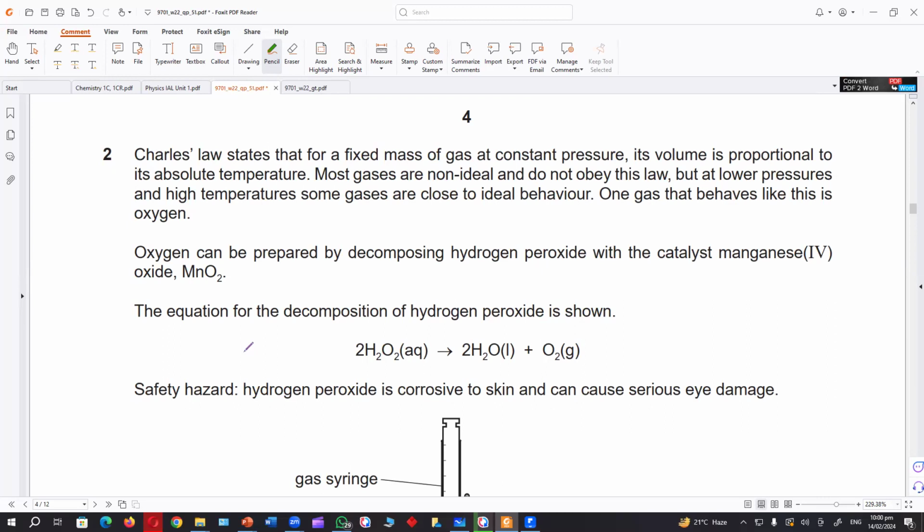Charles' law states that for a fixed mass of gas at constant pressure, its volume is proportional to its absolute temperature. Most gases are non-ideal and do not obey this law. But at lower pressure and higher temperature, some gases are close to ideal behavior. One gas that behaves like this is oxygen. Oxygen can be prepared by decomposing hydrogen peroxide with the catalyst manganese oxide. The equation for the decomposition of hydrogen peroxide is shown: 2H2O2 gives you 2H2O plus O2.